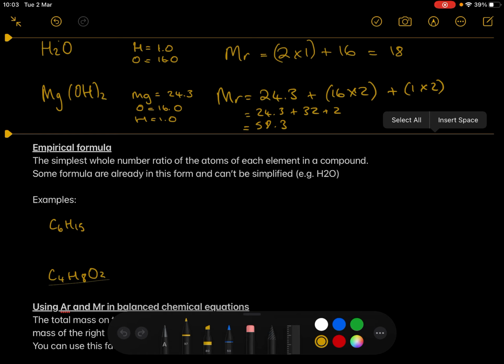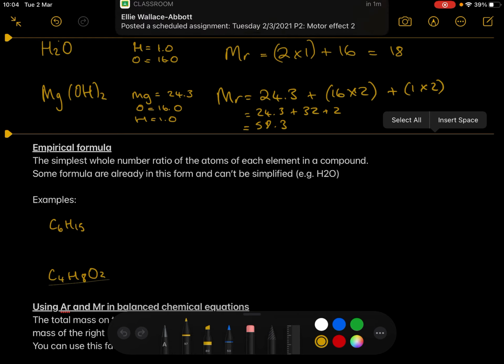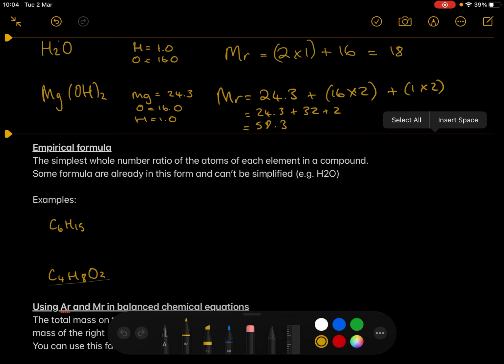Some formulae are already in this form and can't be simplified. So what you're basically doing is looking at a chemical formula and saying, oh, we can make it more simple if we just cut it down by a factor of 2 or a factor of 3. So I've given some examples. Some formulae can't be simplified. They're already simplified enough. So H2O, you can't make it any more simple. You have to have 2 hydrogen, you have to have an oxygen. You can't cut that down.